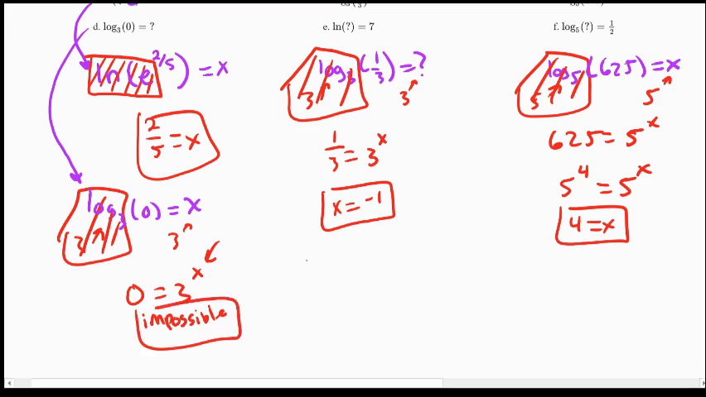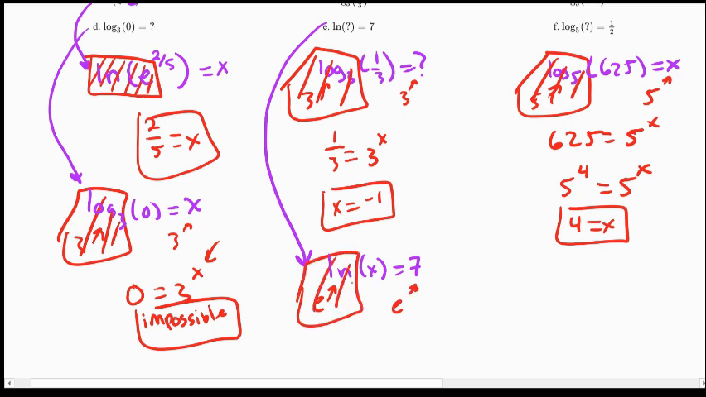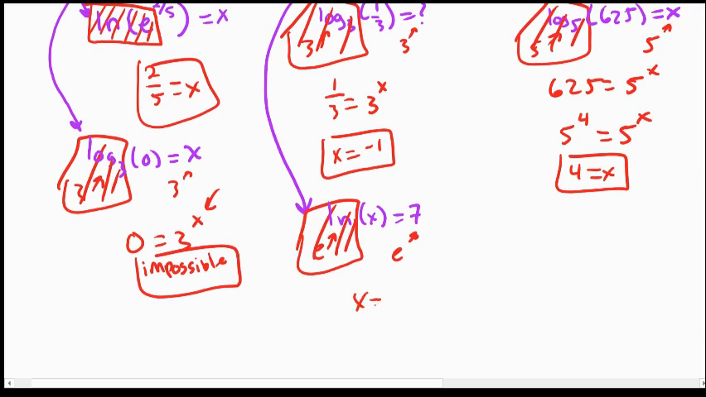For e, looks like the natural log of what equals 7. I'm going to raise both sides with a base of e to get rid of that natural log. So x is equal to e to the power of 7. All done with that one.